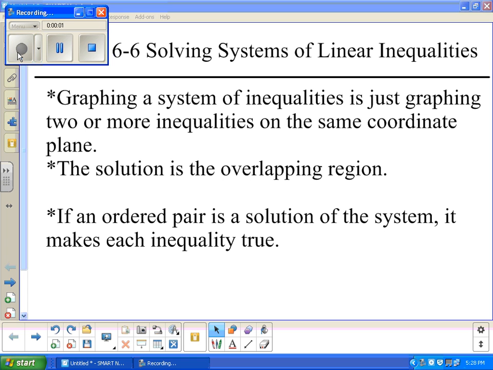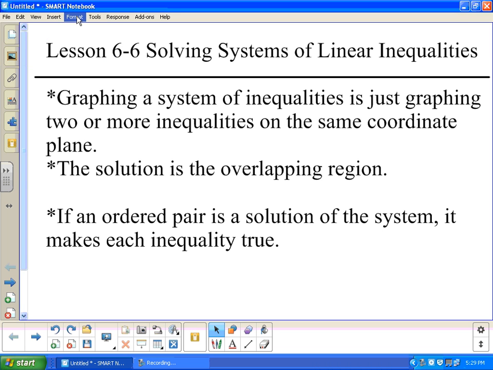8th grade. We're ready for the last section in Chapter 6. Today you'll be learning how to solve systems of linear inequalities. Now to solve these systems, you'll simply be graphing two or more inequalities on the same coordinate plane, and you learned how to graph those inequalities in Lesson 5.